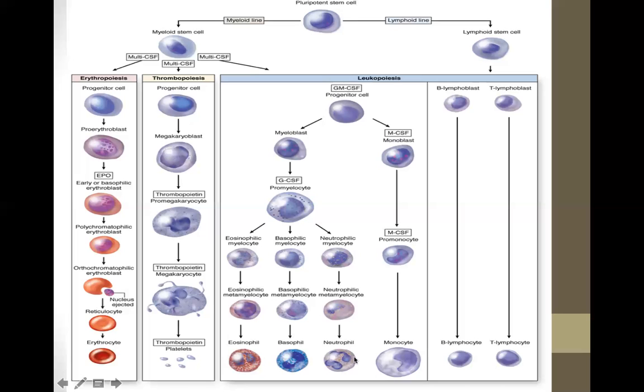Eosinophil, basophil, neutrophil, and monocyte. For the lymphoid line, this is the lymphoid stem cell. We have B lymphoblast and T lymphoblast. Madaling tandaan, if it is from B lymphoblast, it will become your B lymphocyte. And T lymphoblast, we have your T lymphocyte. Okay? That diagram says it all. Itong blood cell formation na to.